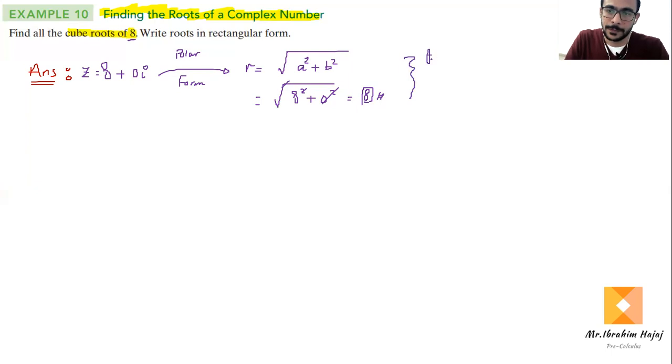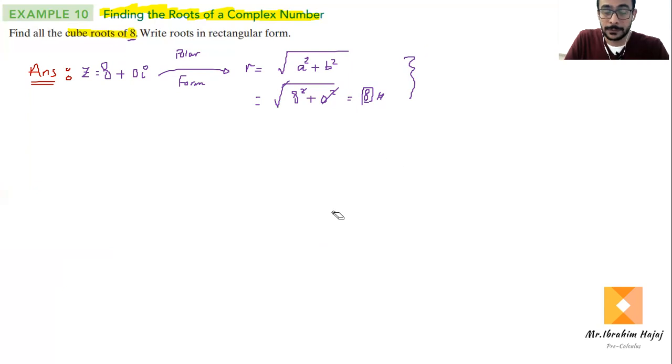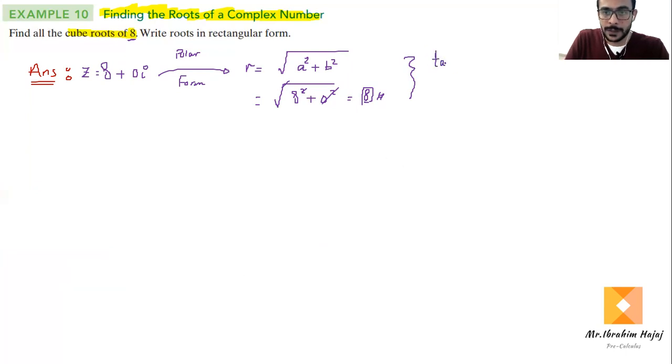How do we find the argument? Tan theta equals B over A, Y over X. So 0 over 8, so it's 0. What is the angle?